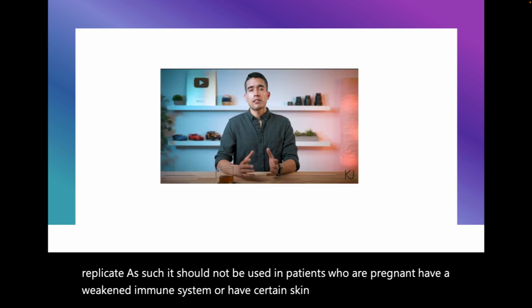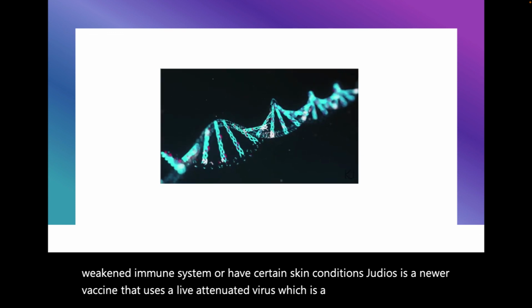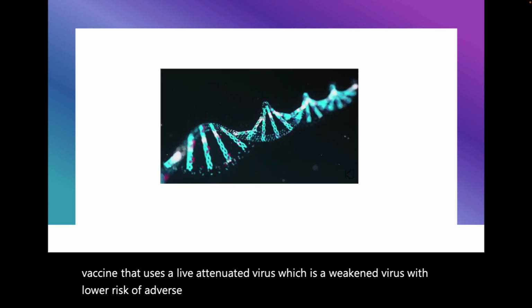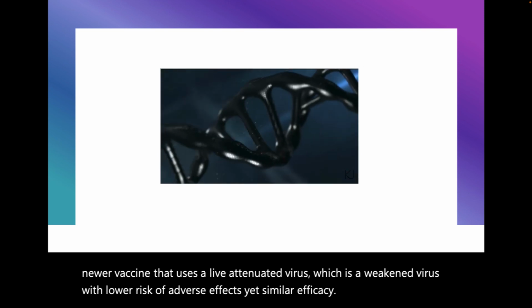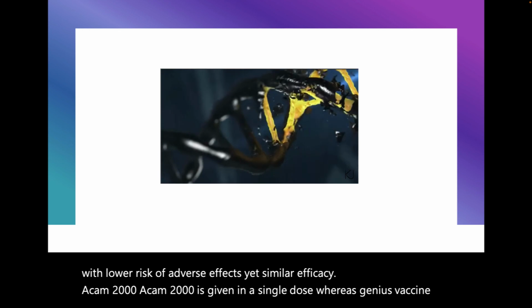Jynneos is a newer vaccine that uses a live attenuated virus, which is a weakened virus with lower risk of adverse effects, yet similar efficacy to ACAM2000. ACAM2000 is given in a single dose, whereas Jynneos vaccine is delivered in 2 doses 28 days apart.